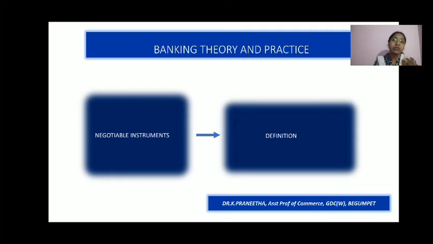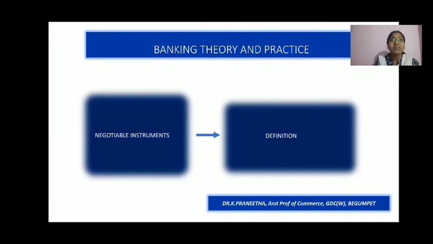These instruments pass freely from hand to hand and thus form an integral part of the modern business mechanism. The law relating to negotiable instruments in India is contained in the Negotiable Instruments Act 1881. Regarding the definition, negotiable instrument means promissory note, bill of exchange or cheque payable either to order or to bearer. This is given by the Negotiable Instruments Act under Section 13. Okay.